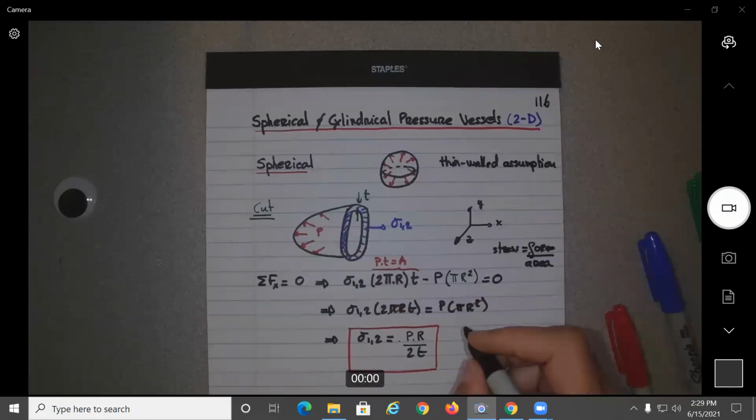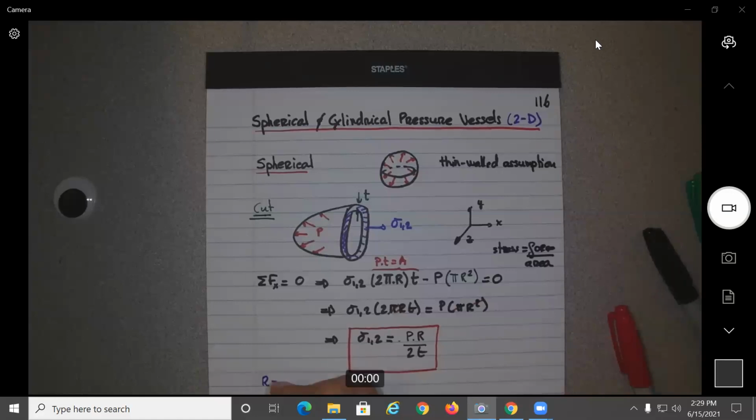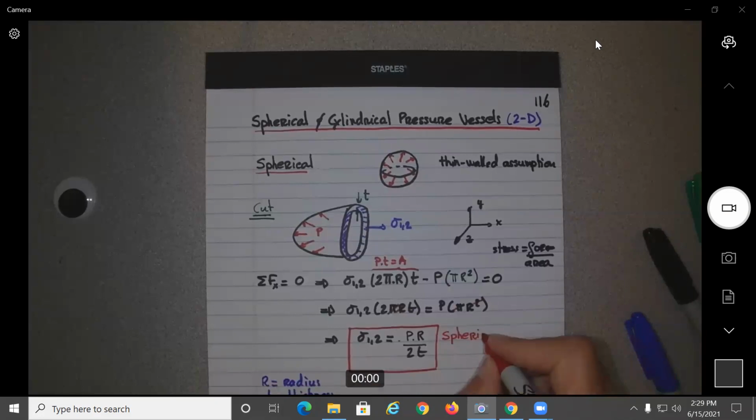Okay, so over here, I'm going to put it. I'm pretty sure I don't need to, but r is the radius and t is the thickness. So this will be the spherical stress.